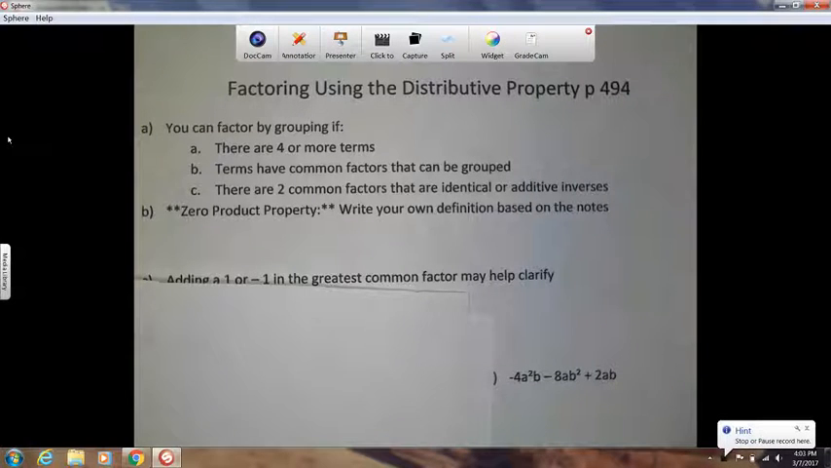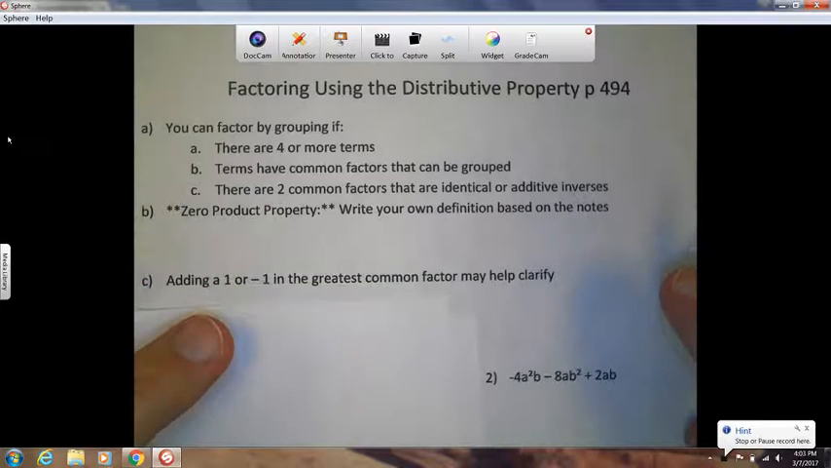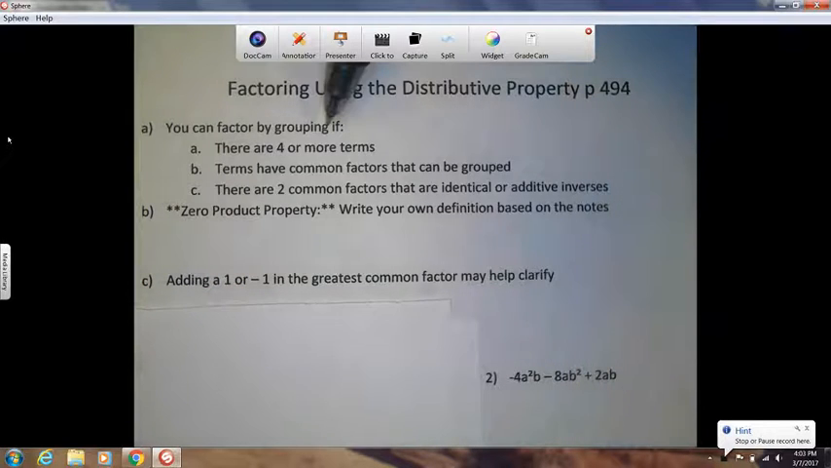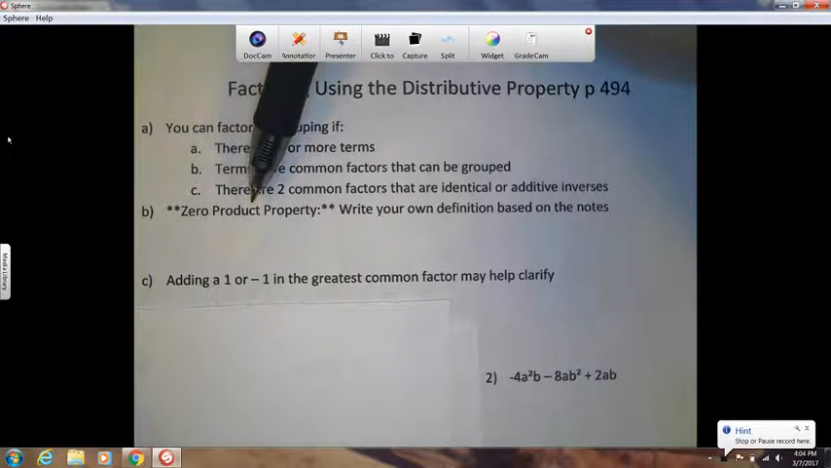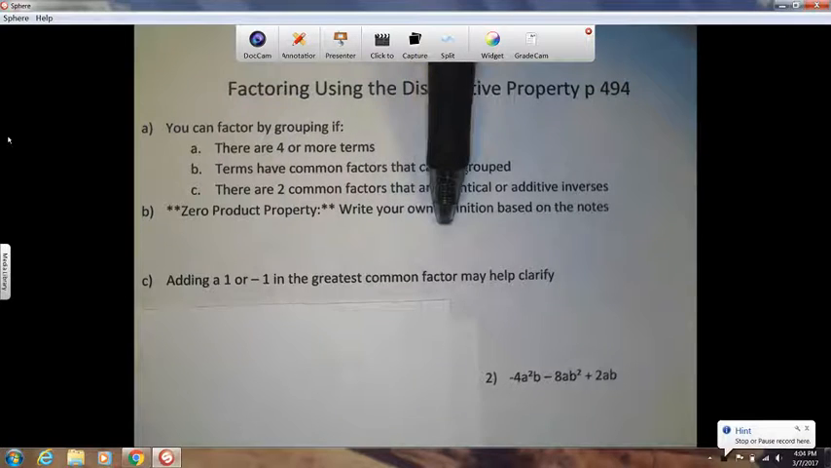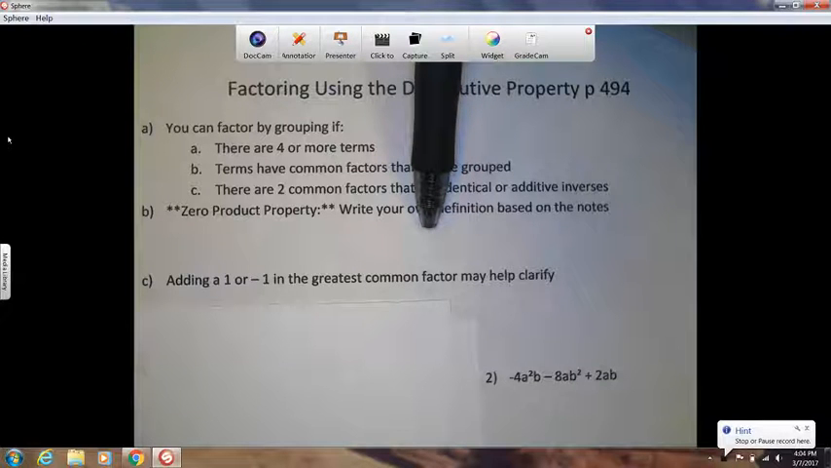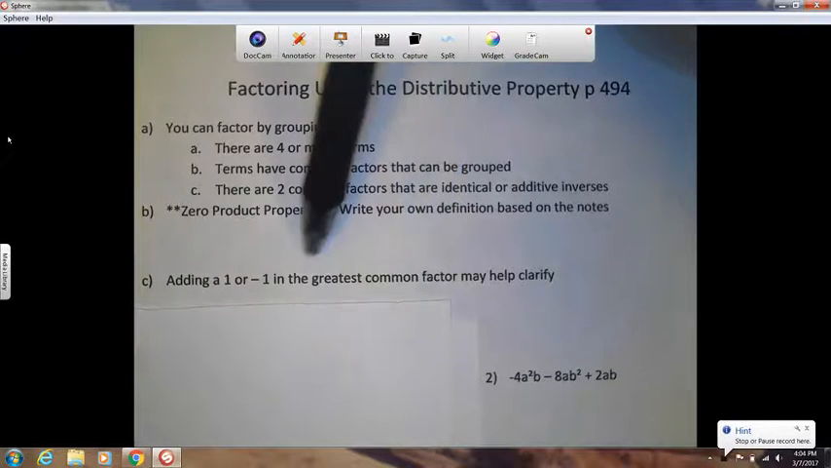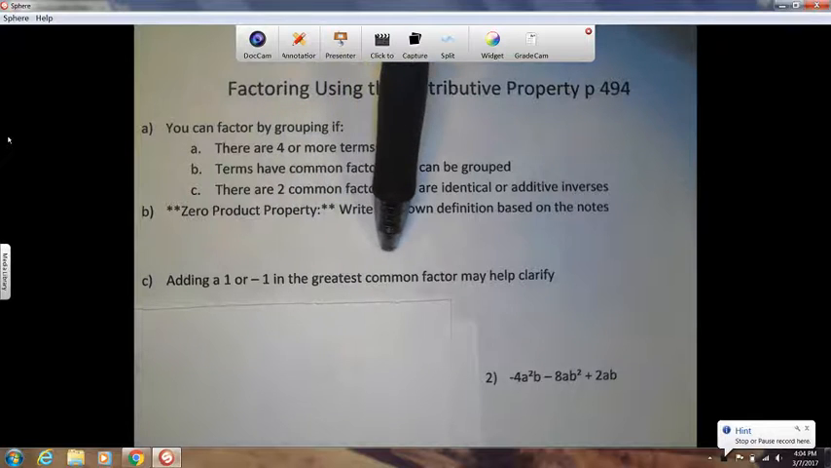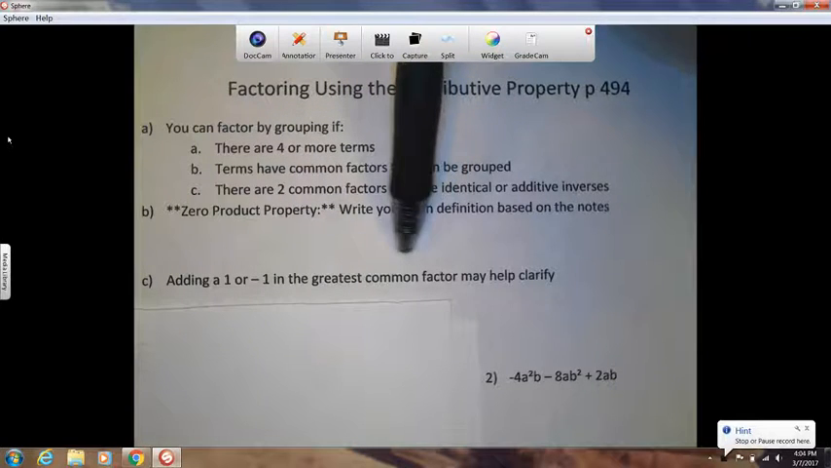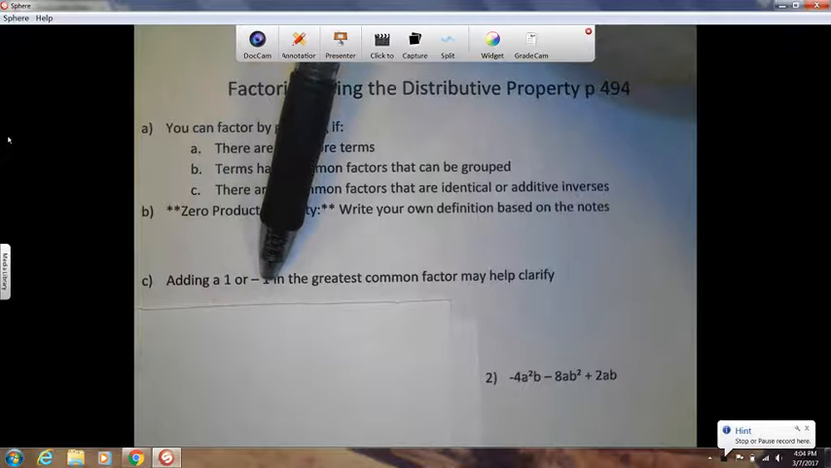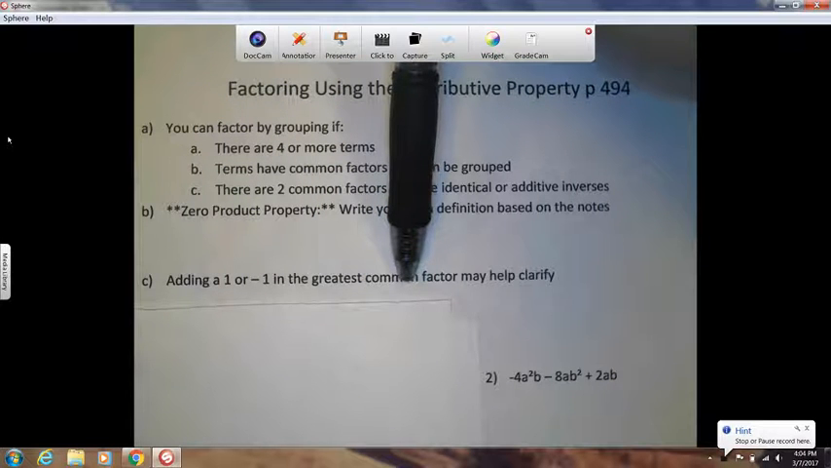This is factoring using the distributive property. So you can read through all these things and what we can do in order to factor by grouping. The zero product property, this is something that sometimes people struggle with. So when you see this in the video, make sure you take extra notes. Write stuff down that I don't write down, then write your own definition of what it is based on what I go over. A reminder that adding a 1 or -1 can often help clarify.